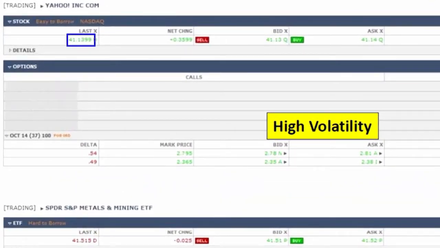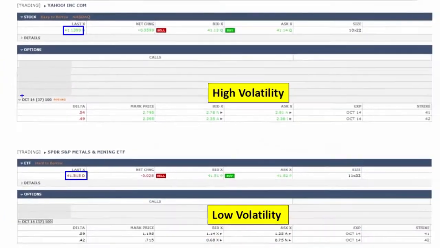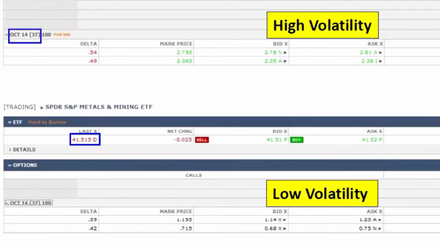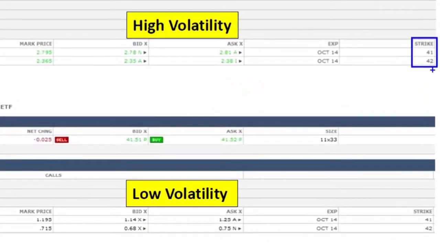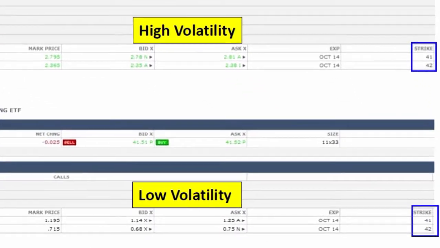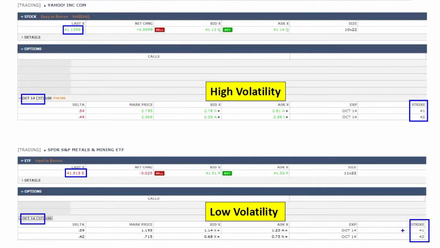The price here is just over $41. Same here. It's just over $41. The option chain we're using right here is the October 37 days. Same option chain right here. The strike prices we're looking at are both the 41-42 strike. So these stocks are essentially the same.